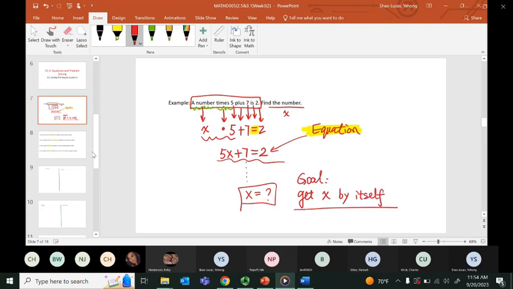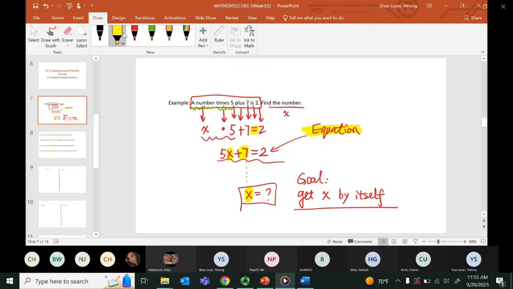Every step we're doing is towards that goal, to get x by itself. Because right now when you look at the x, it's mixed with 5 and there's a 7 right behind it, and we eventually want to get a single letter x on one side. It could be left or right, and everything else should be moved to the other side.